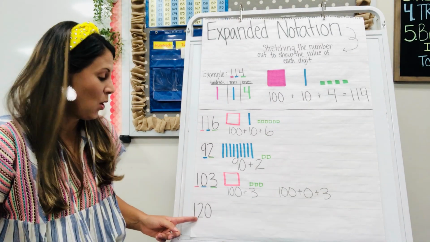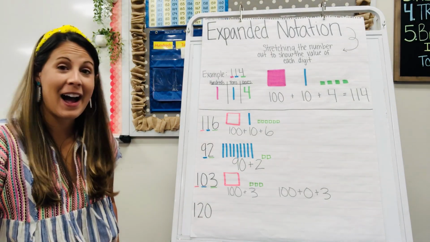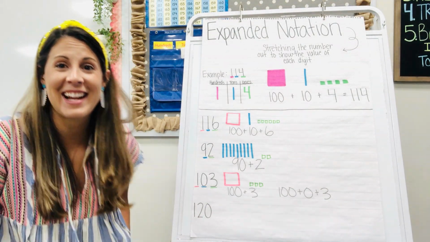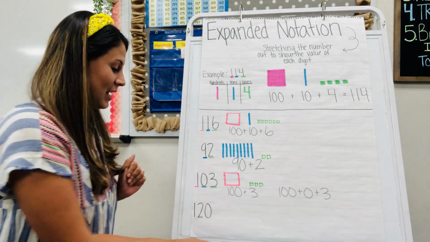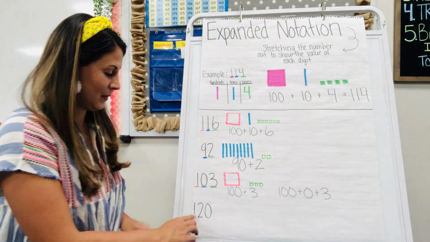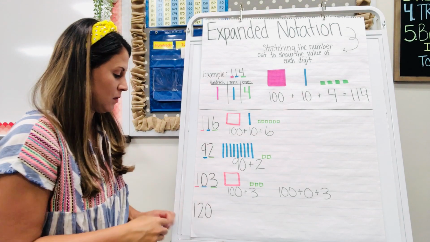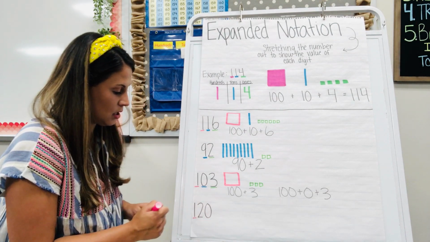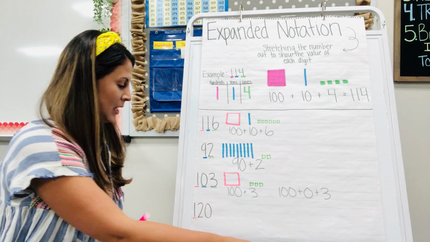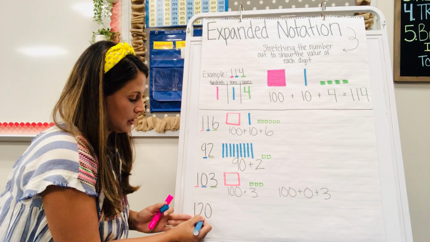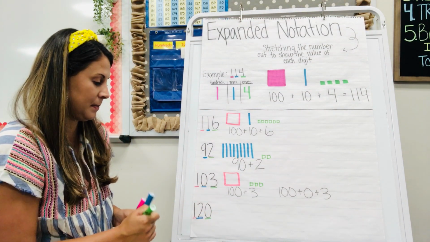Last one, 120. Wow, we're going all the way up to 120 today, guys, because y'all are great mathematicians. So let's do our last one, and then I have some fun practice for y'all. So 120, 3-digit number. 1 in the hundreds place. There we go. 2 in the tens place, and a 0 in the ones place.